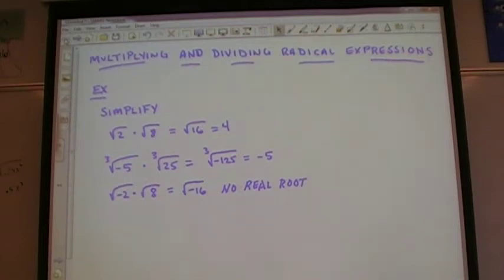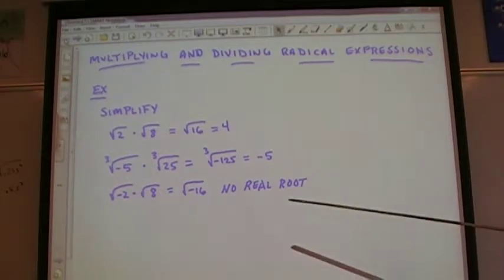Multiplying and dividing radical expressions. We'll go straight to the examples here. There are a couple properties, but I'm not going to write out the properties. You can figure out what the properties are saying based on the examples. These are three separate examples here.